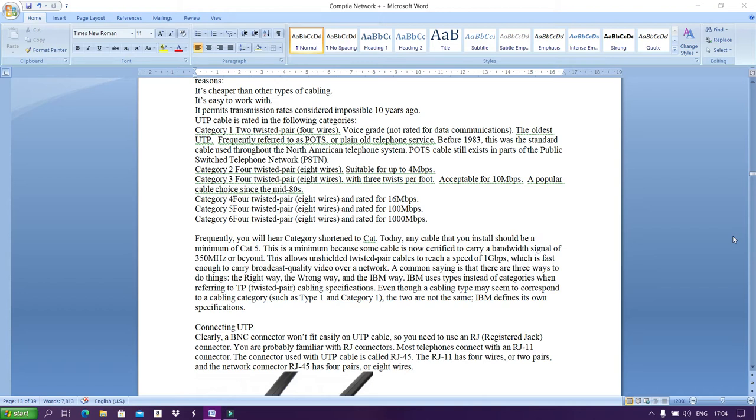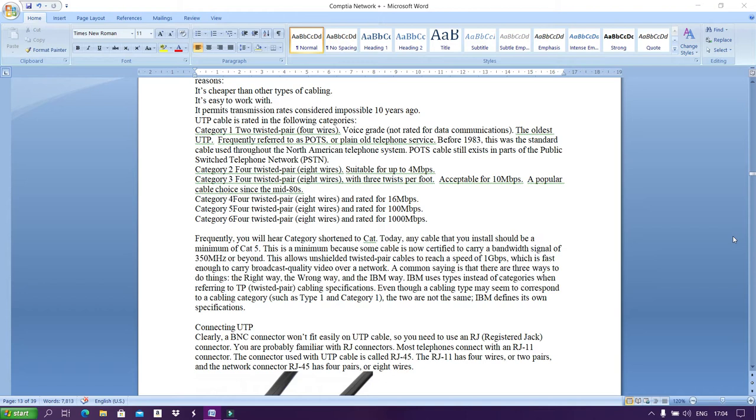Today any cable that you install should be a minimum of Cat5. This is a minimum because some cable is now certified to carry a bandwidth signal of 350 MHz or beyond. This allows unshielded twisted pair cables to reach a speed of 1 gigabit per second, which is fast enough to carry broadcast quality video over a network.